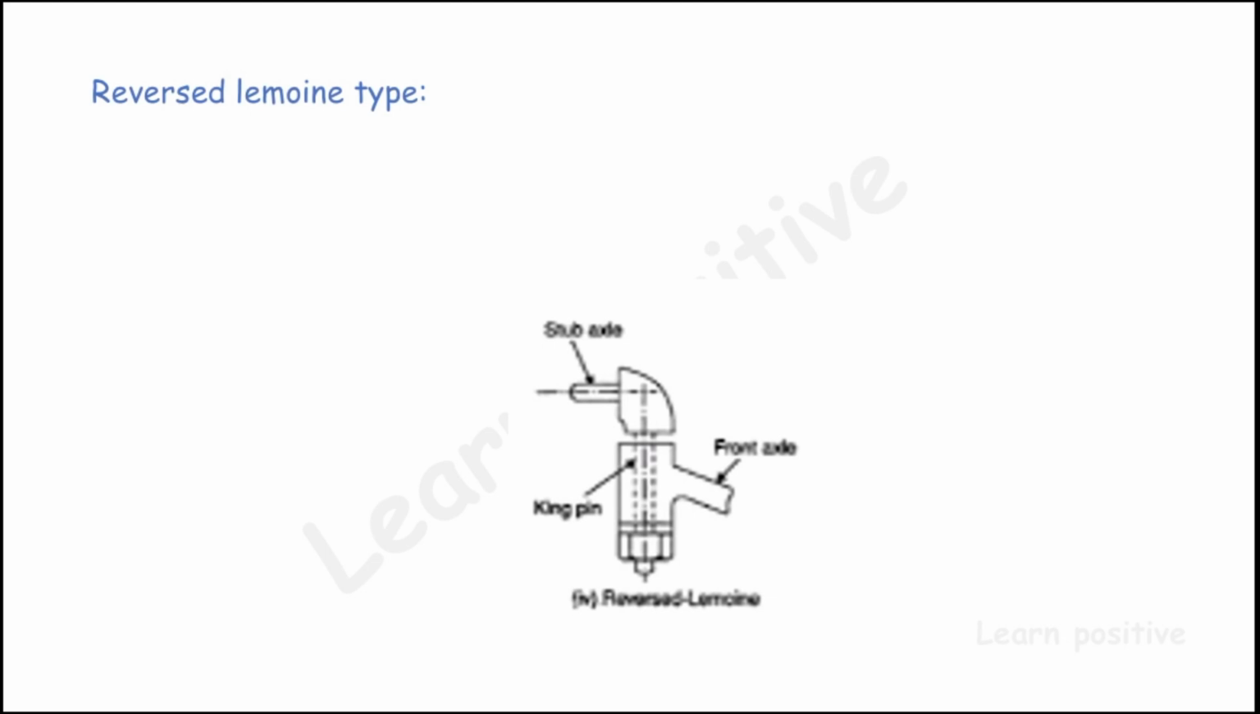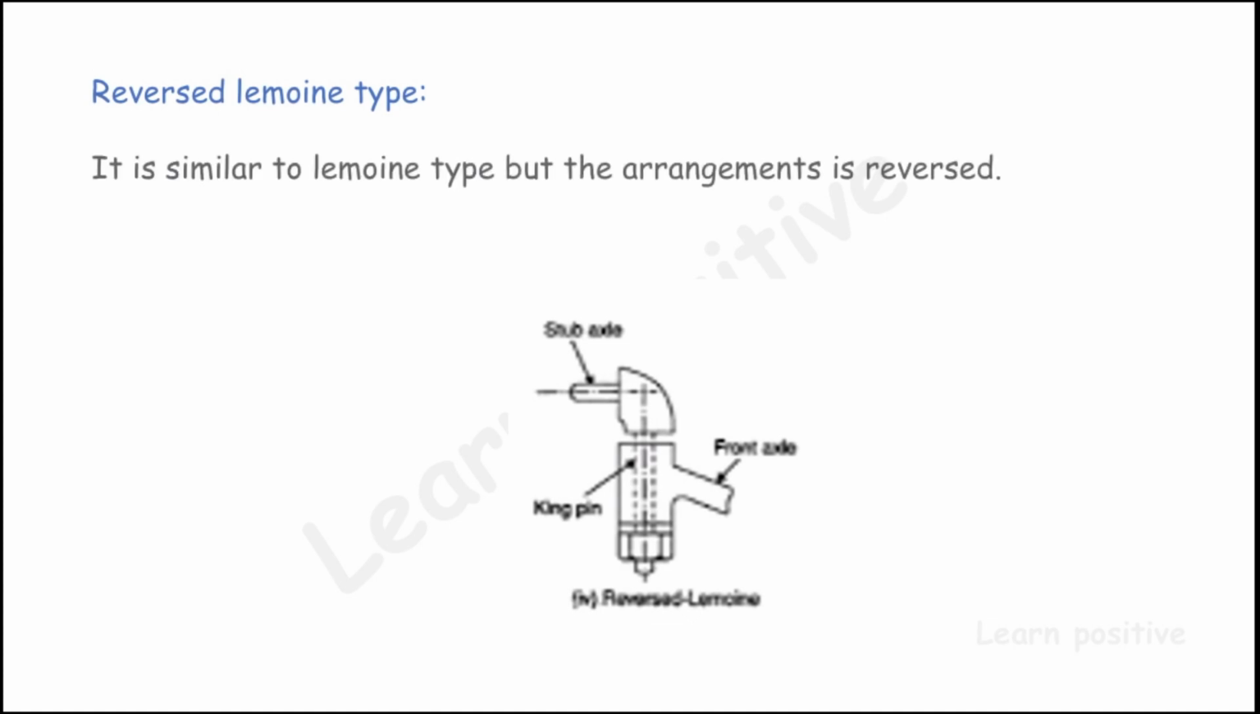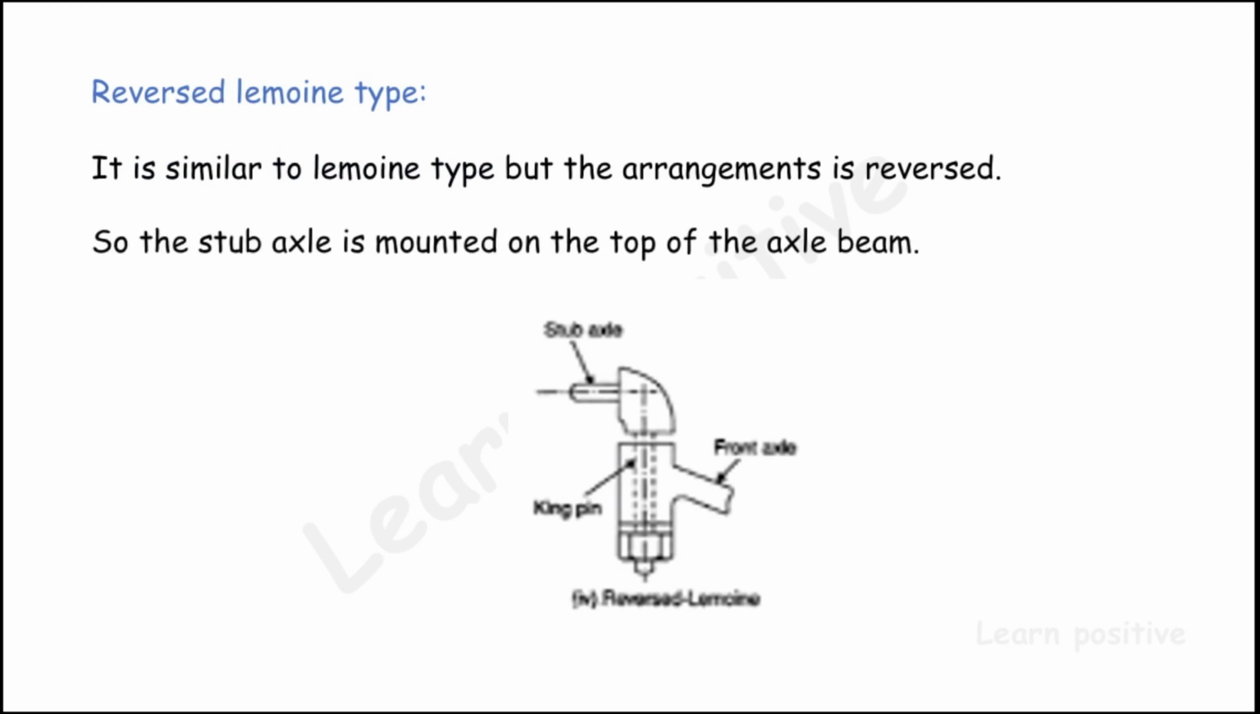And reverse Lemoine. The Lemoine is fitted from the bottom of the axle, but in reverse Lemoine it is reversed, so it is fixed on the top of the axle. It is similar to the Lemoine, but the arrangement is reversed. The stub axle is mounted on the top of the axle beam.